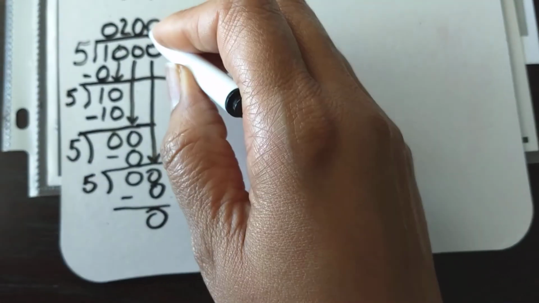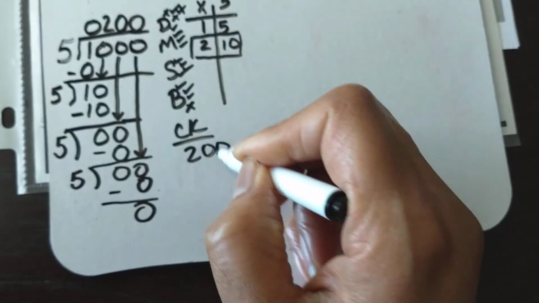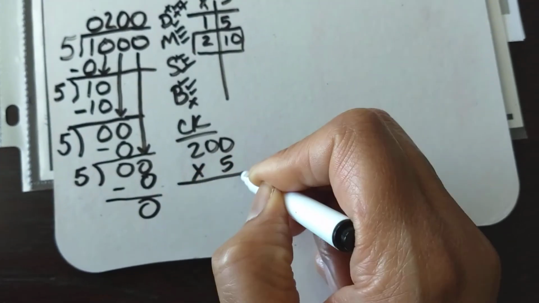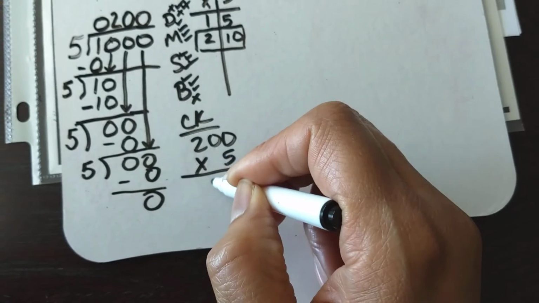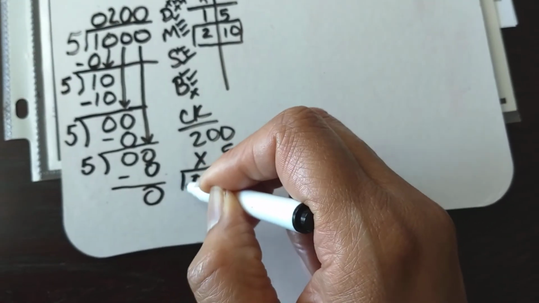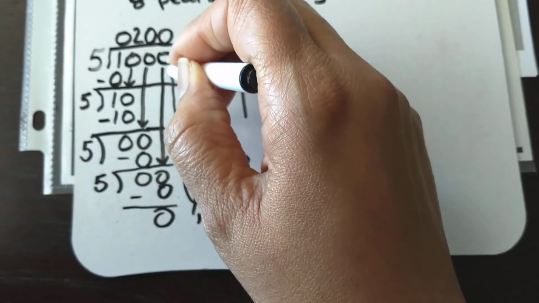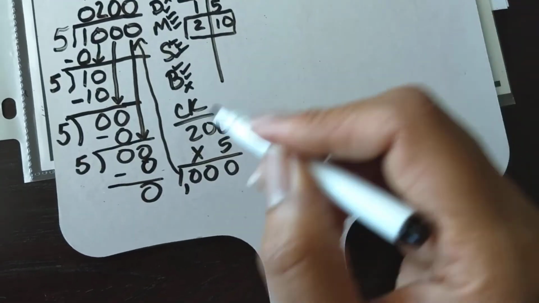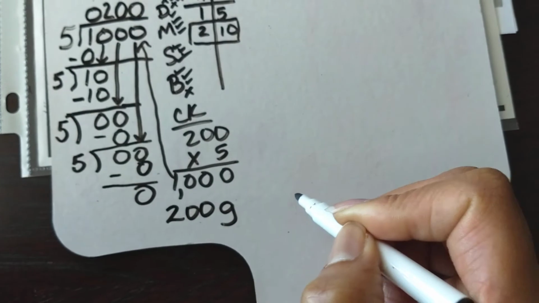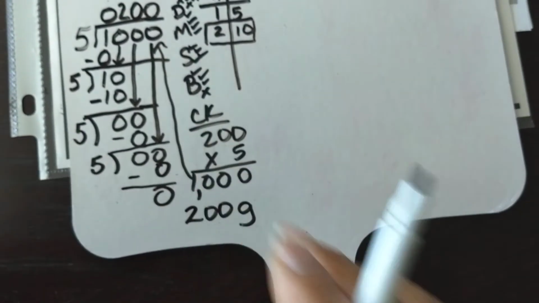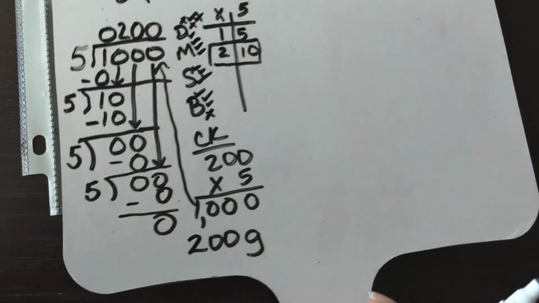How do I do a check? Multiply your quotient times your divisor. And I could have done the slide, I know. 5 times 0 is 0, 5 times 0 is 0, 5 times 2 is 10. So my answer is 1,000, same as my dividend. So my answer is 200 grams, right? So let me write that on my paper.